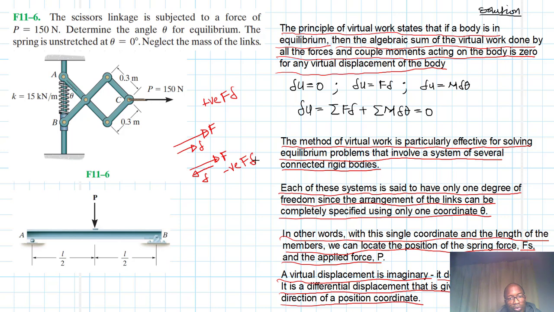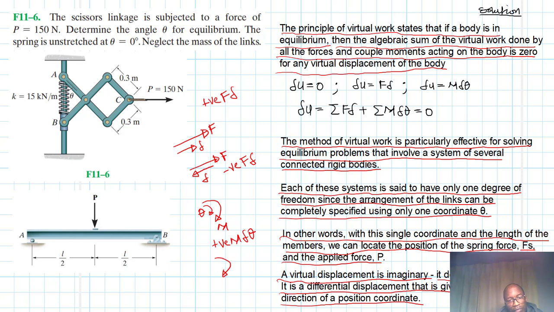translational virtual work. And then if you have a couple moment like so, and you have the virtual displacement in this same direction, theta, in this same direction, so this is a moment, and then this is the rotational virtual displacement being denoted by the angle theta, then you are going to have also here a positive rotational virtual work, which is just M del theta.